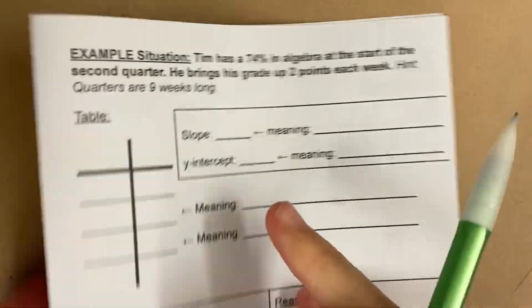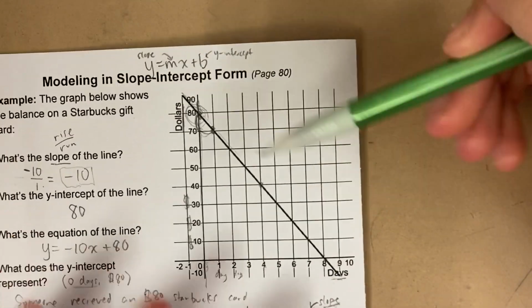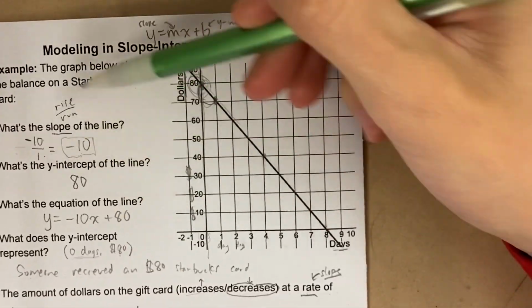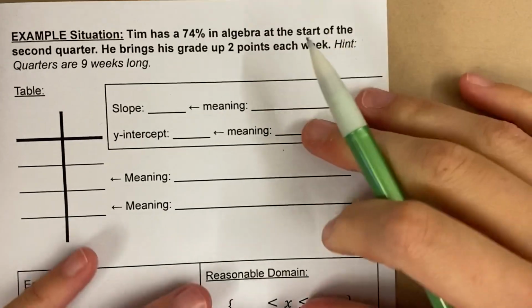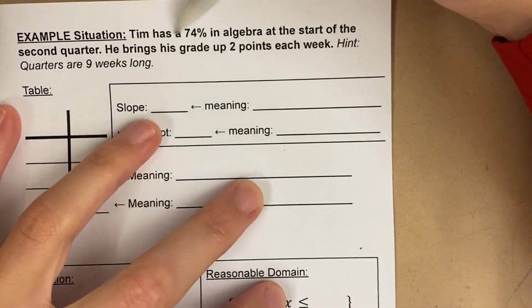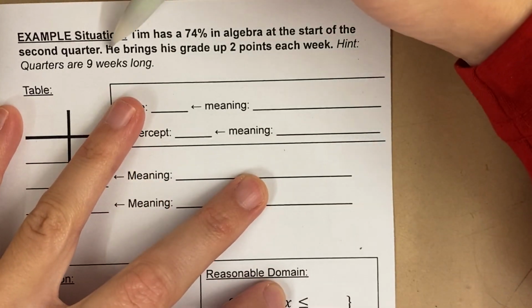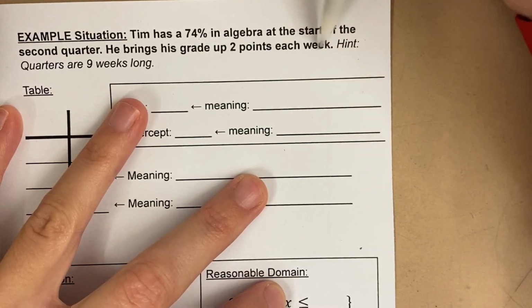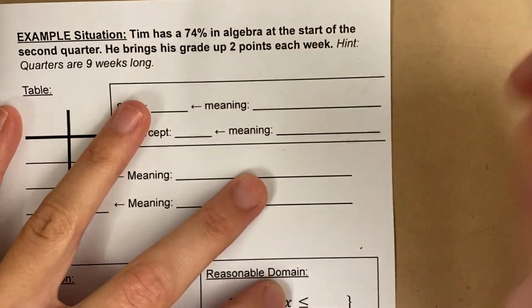Okay, so this time, instead of looking at a graph and trying to come up with the equation and the real life situation, we're going to look at a real life situation and build it all the way up into a graph. Okay, so here's the situation. Tim has a 74% in algebra at the start of the second quarter. He brings his grade up 2 points each week. Now it says hint, quarters are 9 weeks long. We're going to get to that in a second.